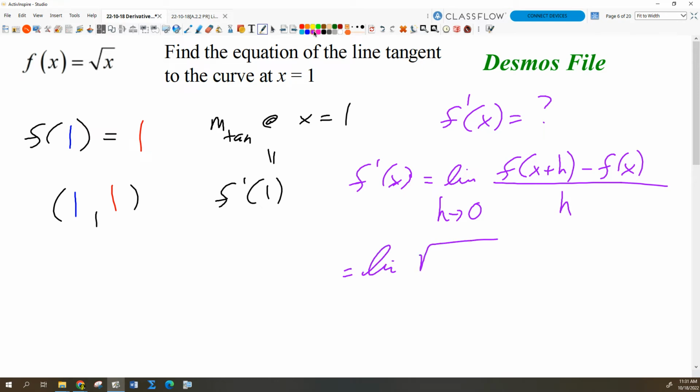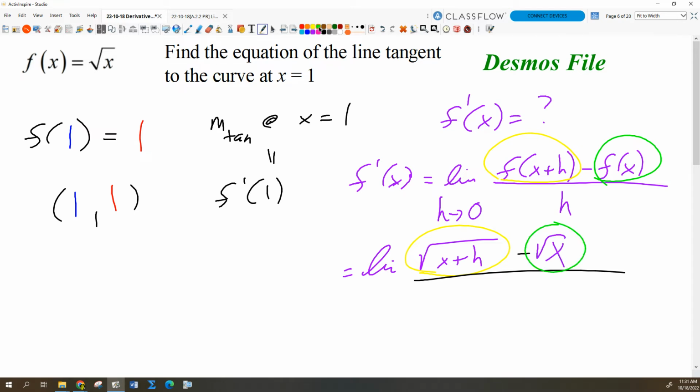So this just becomes the limit of the square root of x plus h. That's this guy. Let's color code this. So those are the same, right? Here's our fraction bar. Minus, what's f of x? Square root of x, yeah. Over h, as h approaches 0, right?